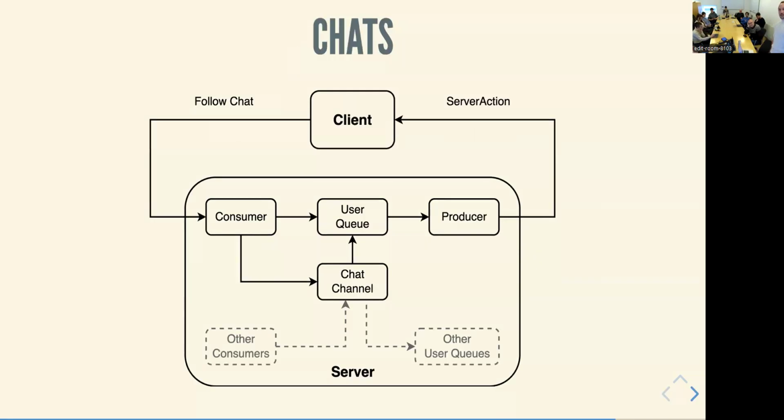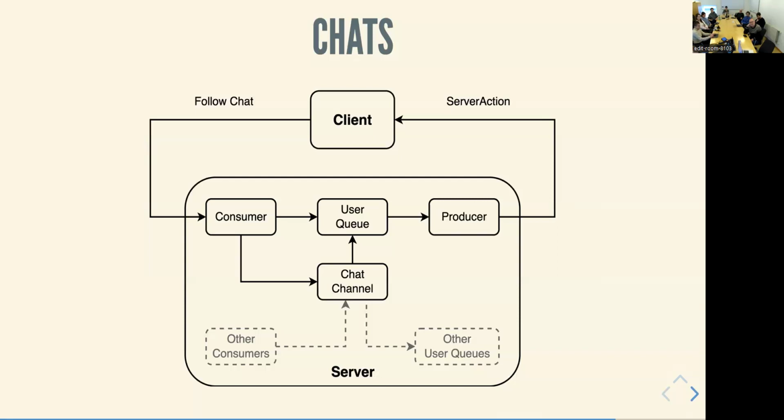And then it gets a little bit more complicated in the case of chats, because chats get shared between users. So here we have a similar setup as before. The consumer has already set up our user queue. But now when I do a follow chat command, so this would be when I click on someone's chat or I start a new chat, for example, then the consumer also either creates or joins a chat channel. And the chat channel is a broadcast channel. So anything that listens to this, if I put one message in here, it will broadcast it to anyone that listens to it.